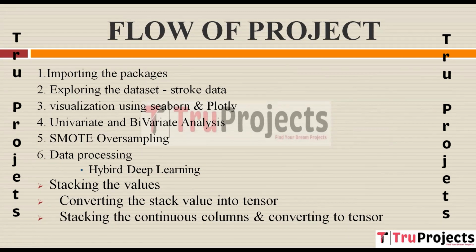Data processing. This module involves preparing the dataset for machine learning. It includes tasks such as handling missing values, dealing with outliers, and converting categorical variables into a format suitable for modeling. Hybrid deep learning. Hybrid deep learning refers to a combination of traditional machine learning techniques and deep learning methods. It's a versatile approach that leverages the strengths of both to improve model performance.